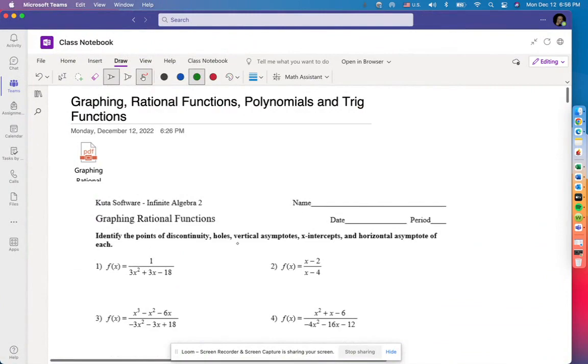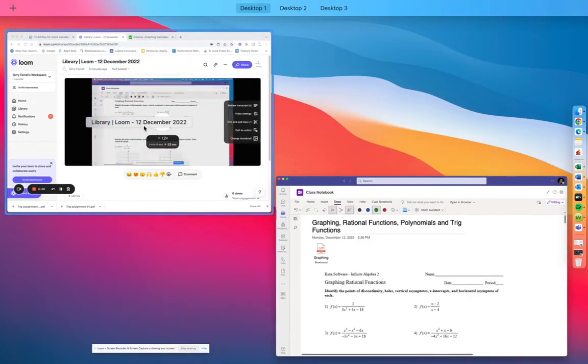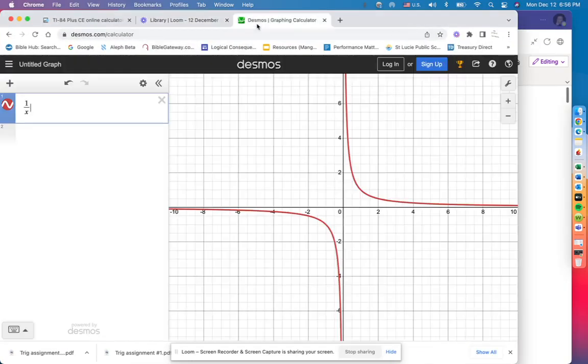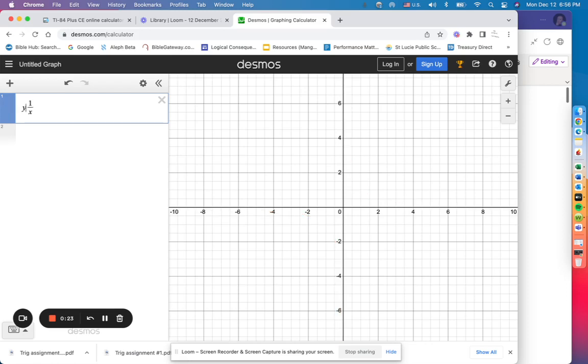Okay. I want to start with one of the simplest graphs we've started graphing this semester. This is the graph of y equals 1 over x. There's a lot of things going on here. I just felt like putting y. I didn't have to. I just felt like it.